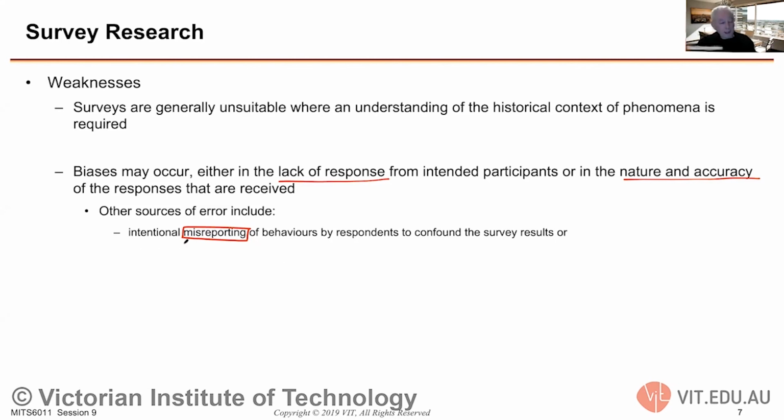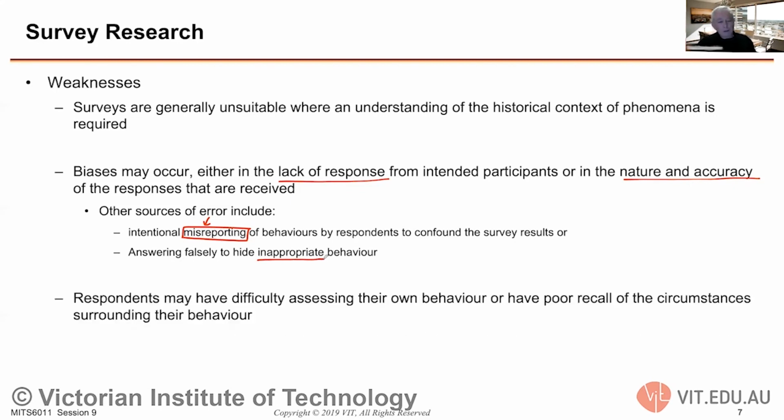Now, there have been other cases where other institutions, Monash or Melbourne or some of the other universities, have actually surveyed their students on plagiarism and reasons for it, and they do get honest answers. But you'd have to believe that there would be some bias in some of those answers. A lot of people will answer falsely to hide their own inappropriate behaviour, or what they perceive might be inappropriate behaviour. Sometimes respondents have difficulty assessing their own behaviour. There's a good portion of the population that is unable to assess their own behaviour or has poor recall of circumstances surrounding their behaviour. And again, this might be another source of inaccuracy.